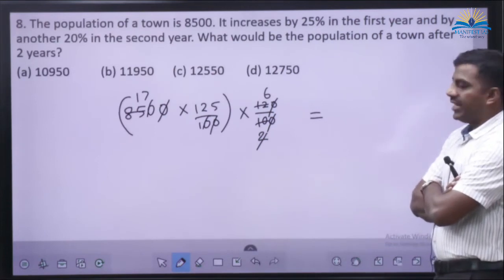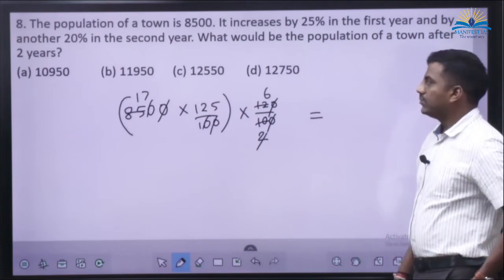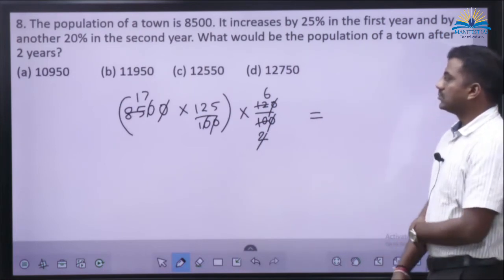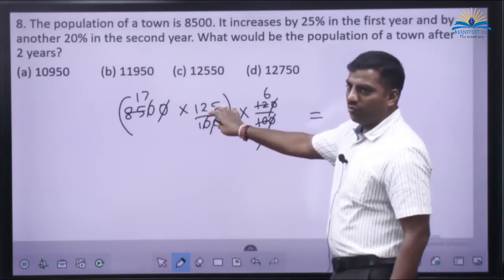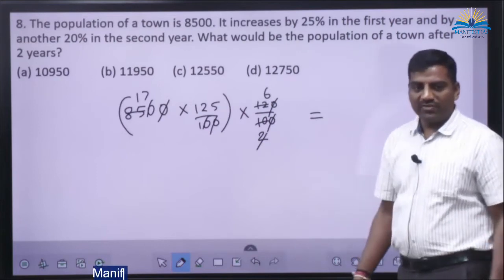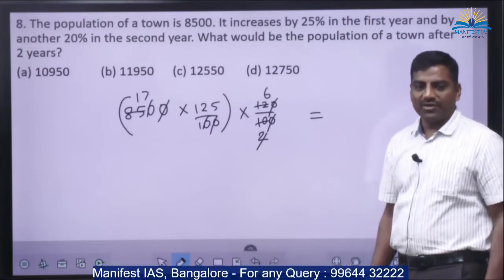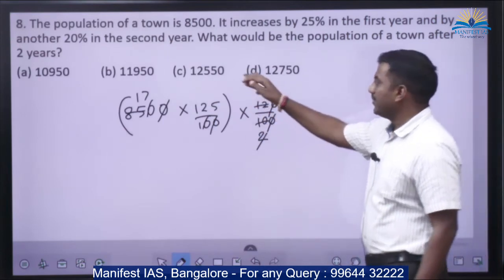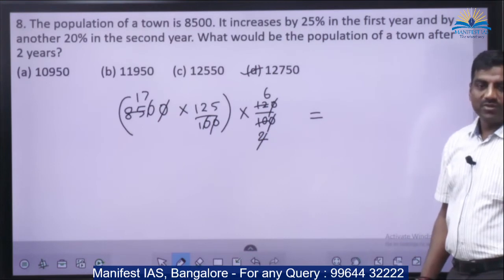17 into 125 into 6. How much will it be? One thing: in our calculation, 125 is coming. Our answer should end with 125 or 250 or 375, like that, multiples of 125 only, which is giving us the end result in terms of 125.